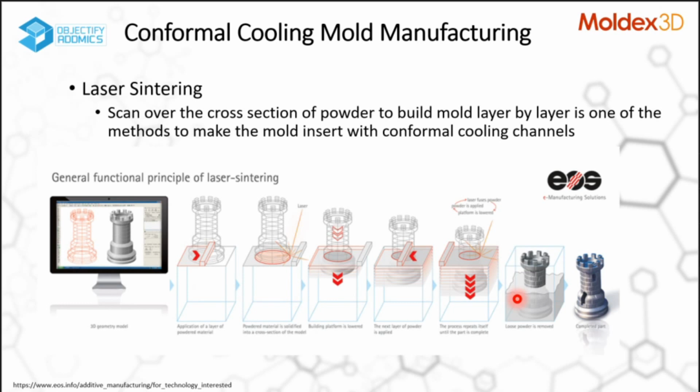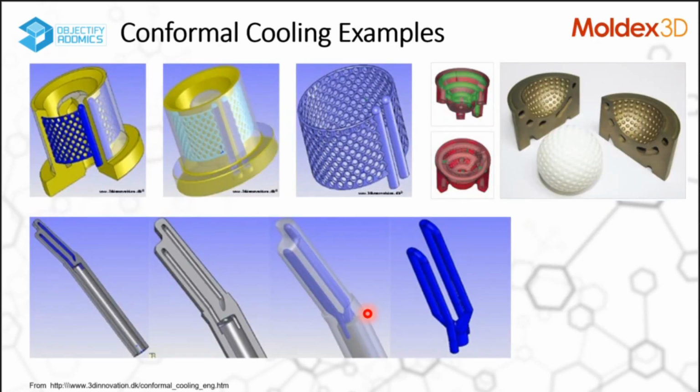The 3D printing of conformal cooling inserts is basically done by the metal laser sintering process, which gives flexibility to print difficult 3D geometries for conformal cooling inserts. These are a couple of examples of conformal cooling channels and conformal cooling inserts.